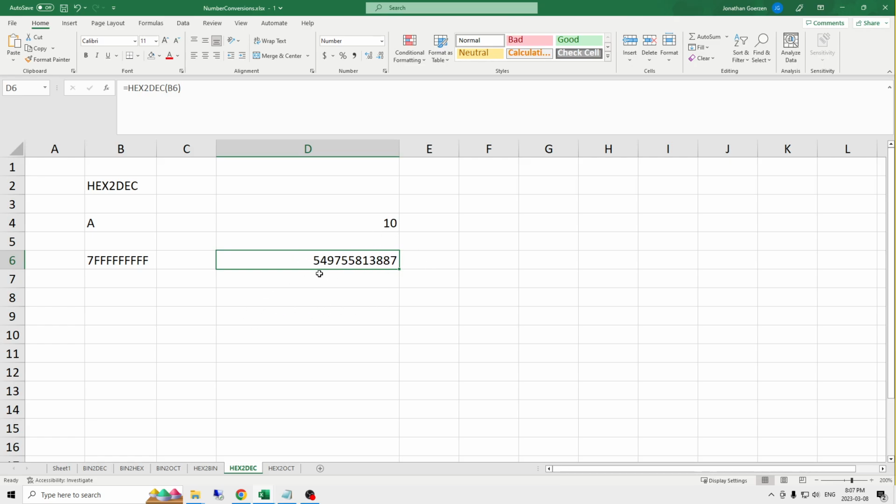549,755,813,887. And that is the largest value that can be represented in hexadecimal inside of Excel, converted over into base 10.